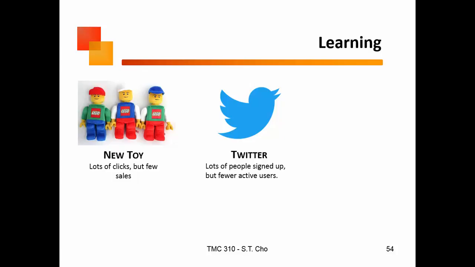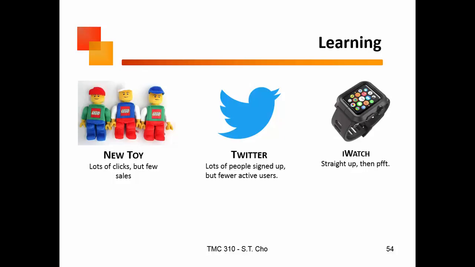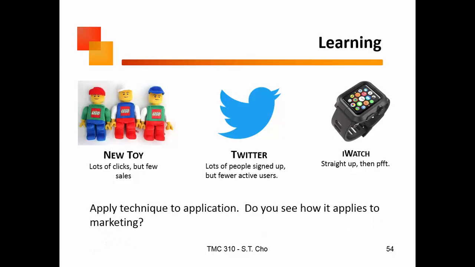Twitter. Some people think Twitter is just for celebrities. And that's that Twitter's got a lot of users, but not that many people really tweet. And in terms of the iWatch, what happened? iWatch 2 is doing a lot better, but iWatch 1 was in some circles kind of a bust. As you can see, the analytics we talked about, you can use to predict what's going to happen in these things.